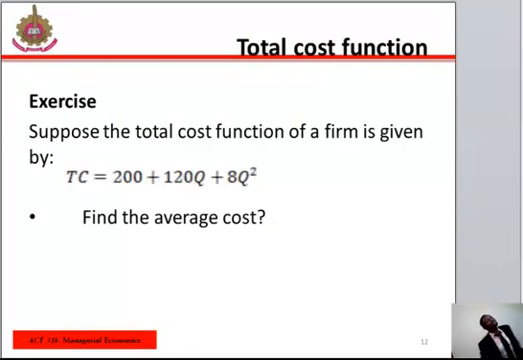So this is a total cost function. This is an exercise for you. Suppose that the total cost function of a firm is given by total cost equal to 200 plus 120Q plus 8Q squared. Find the average cost. In this case, what you just do is to differentiate this total cost to arrive at the average cost.